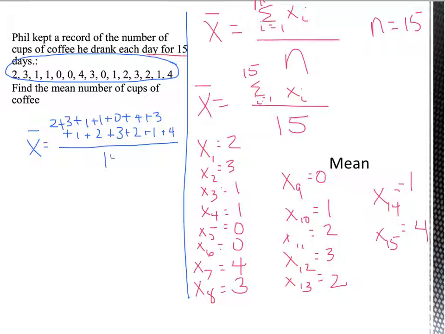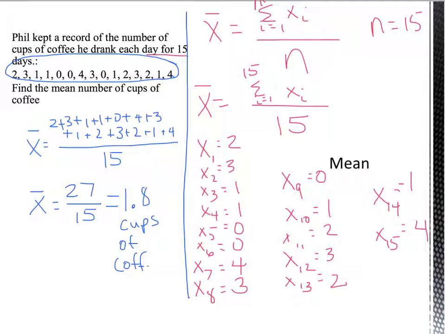So that's all over 15, because 15 is n, how many pieces of data we have. So our numerator should equal 27 over 15. Then 27 divided by 15 is 1.8 cups of coffee. So that's the mean, okay?